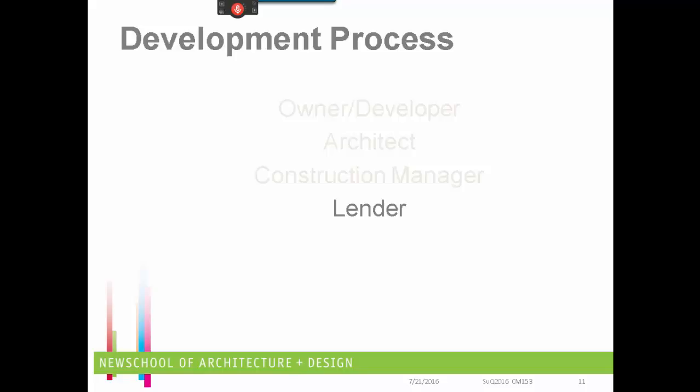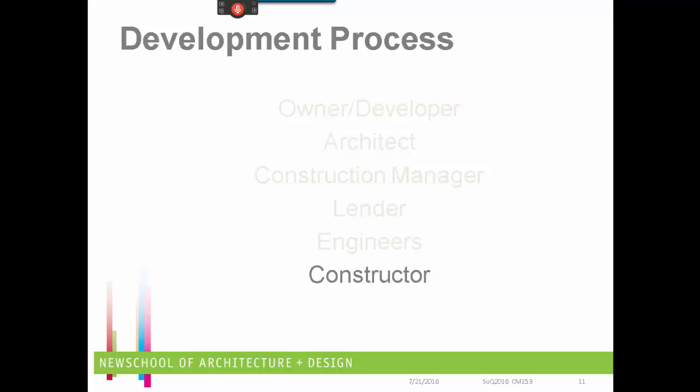And the last person that I consider to be crucial to the development process is the facilities manager. Now, quite often the owner-developer doesn't have a facility manager in mind, but once the building is up and occupied, it is the facility manager who needs to know how to operate and maintain that building in order to have it reach the design lifespan that the architect originally intended. So the owner developer is crucial, architect, construction manager, lender, engineers, constructor, and finally the facility manager.